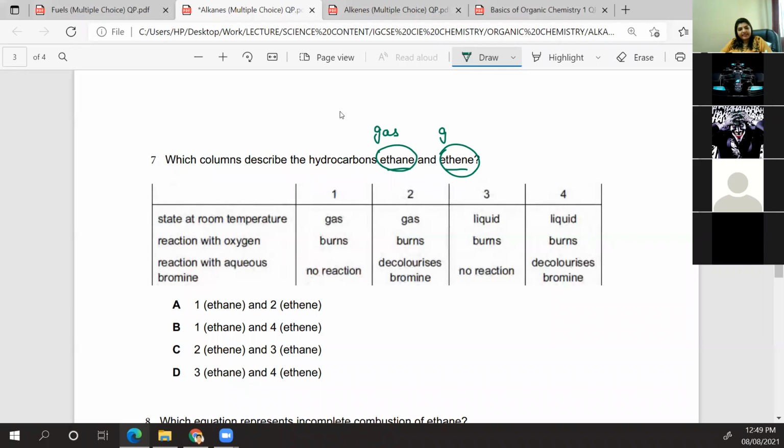Ethane is also a gas. This column is for ethane. This column is for ethene. So ethane column 1, ethene column 2. The answer is A, not D.